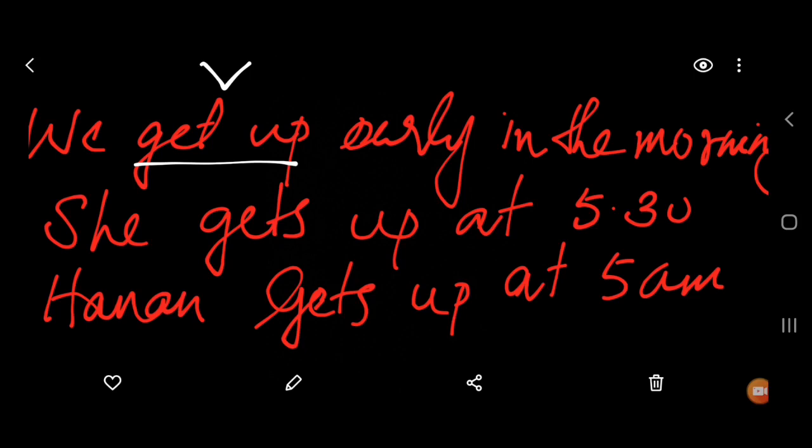Okay, now look at the second sentence. She gets up at 5:30. And third sentence, Hanan gets up at 5 a.m. Which is the verb in each sentence? Second sentence, which is the verb? Yes, the same, gets up. And third also, gets up. Now you can see some difference in these three words. What is the difference? The first one, the verb is get up. Second sentence, gets up. And third sentence also, gets up.